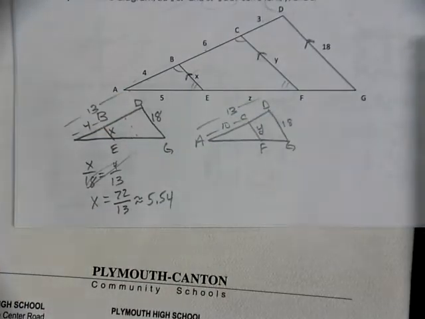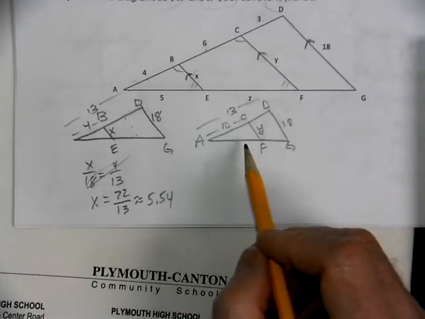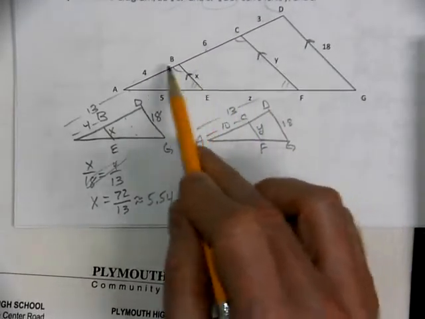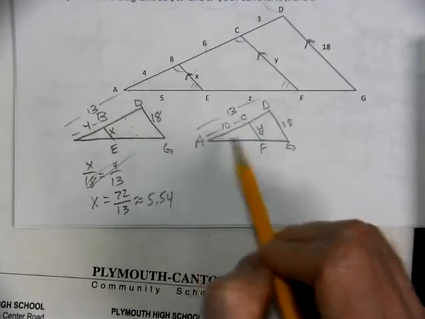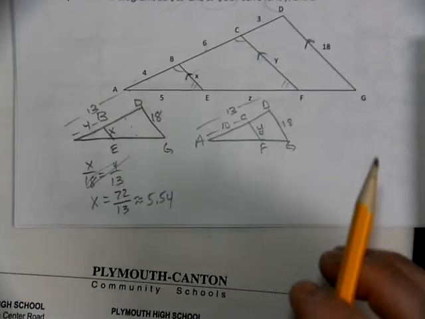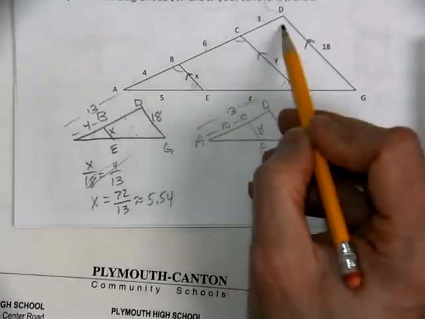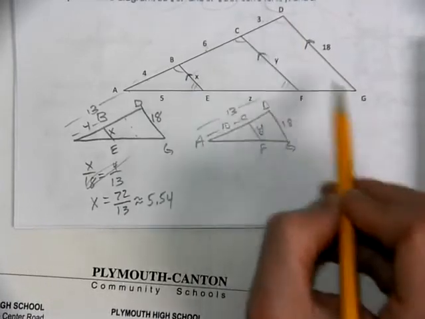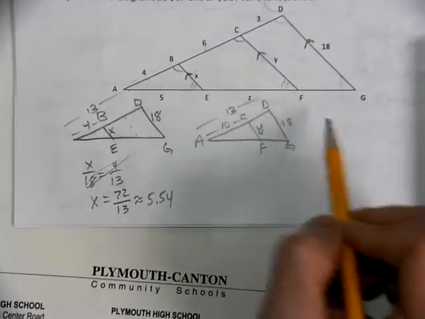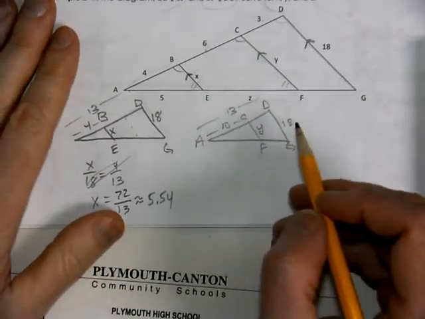So I'm just redrawing the picture so I get a good visual of what's happening. It gets a little confusing when you have the extra letters and lines in there. So I'm drawing them just to be two triangles. I know the sides are parallel. So I know I have alternate interior angles that are congruent. I have two sets of them. So I know the triangles are similar.